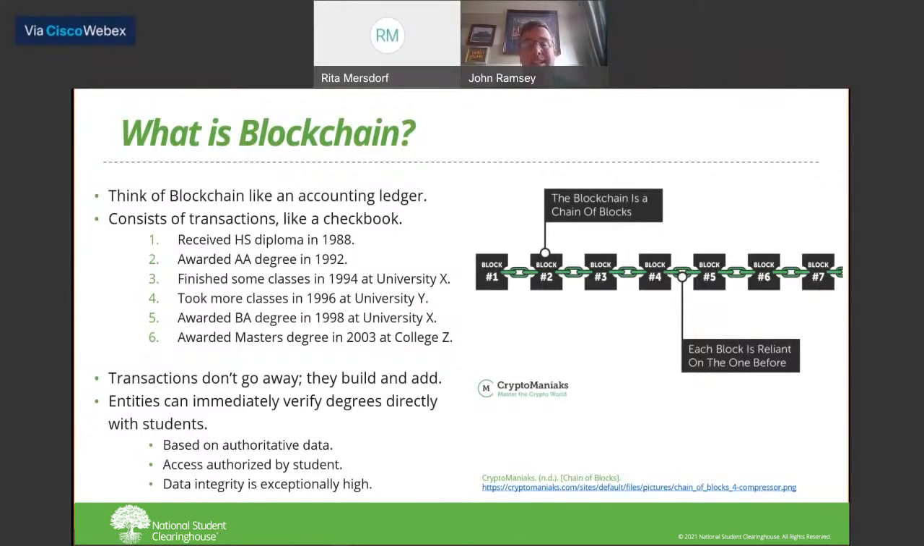Data integrity is exceptionally high within the blockchain itself. Data can't be altered on the blockchain. It can only be added or appended to.